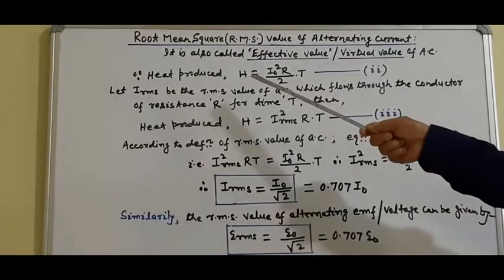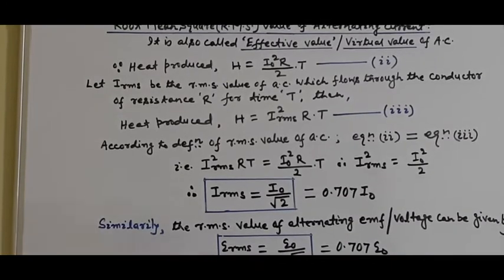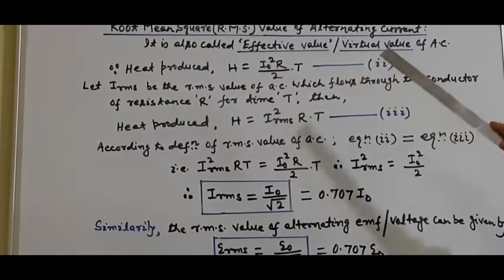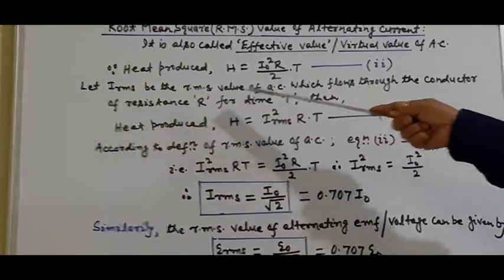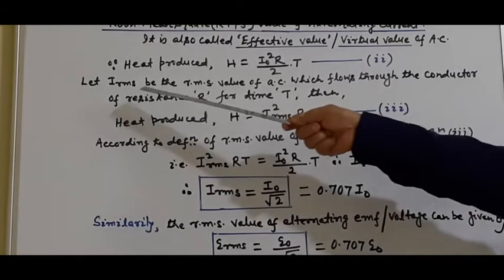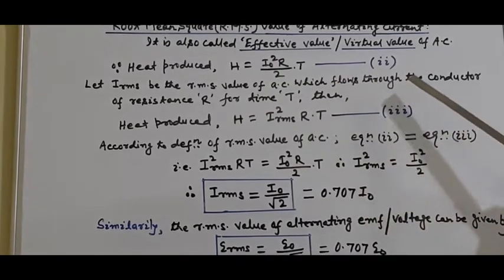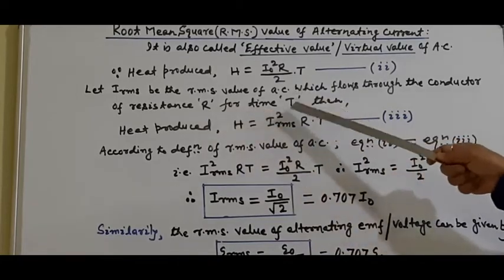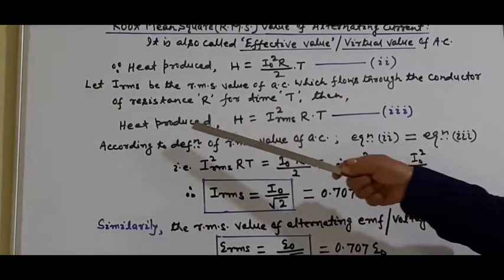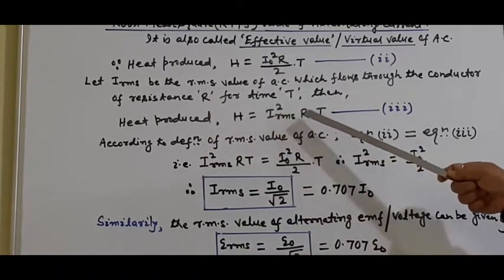So heat produced in the conductor, H is equal to I naught square R by 2 into T, we have calculated, given by equation 2. Now we shall calculate heat produced in the same conductor in the same time by the RMS value of the AC. So suppose IRMS be the RMS value of AC which flows through the conductor of resistance R. It is the same conductor for the same time T. Then what is the heat produced by this RMS value? So heat produced H is equal to IRMS square R into T.